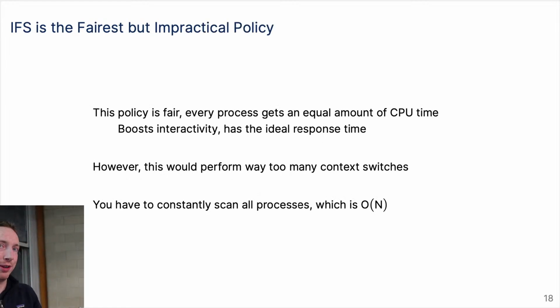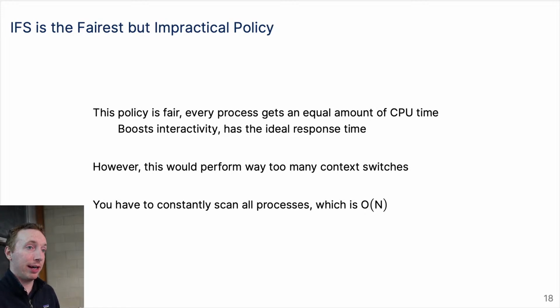So it's fair, but it's also insanely impractical that each process gets the same amount of CPU time. It would boost interactivity because it has the ideal response time. It just assumes infinitely small time slices and goes immediately. But in practice, you can't do things instantly, and context switches take time. So this just wouldn't happen because there'd be way too many context switches. And you also have to constantly scan all the processes, which is O(n).